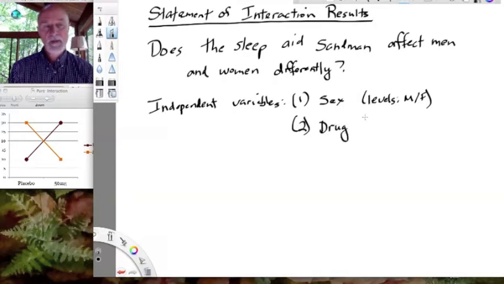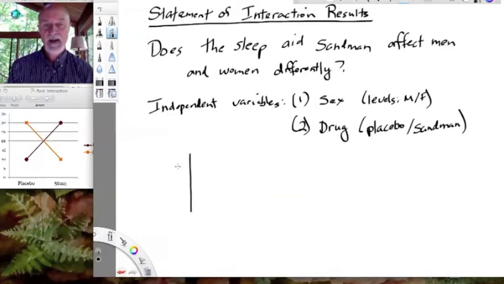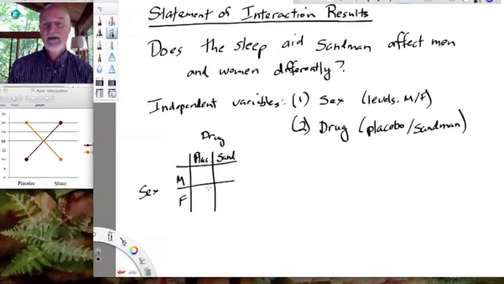And presumably, if we were being smart about this and complying with the FDA regulations and so forth, we would have to have some kind of a placebo that we administered to some part of the population as well as Sandman. So our two levels would be placebo and Sandman. Okay, so we can understand our independent variables as a two-way design with sex, male and female, and drug, placebo, and Sandman as our two levels of drug. Okay, so we would have four possible treatments.